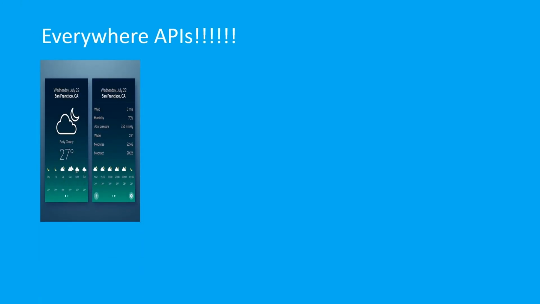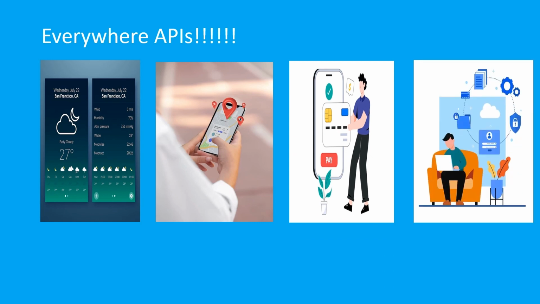And everywhere we can see there are APIs. If we see in a weather application, there is an API. In Google Maps, yes, we have an API. And in a payment gateway, we have an API. And for login, it can be universal login or it can be login with multiple devices. We need an API.